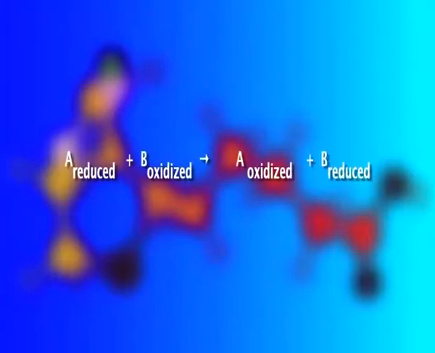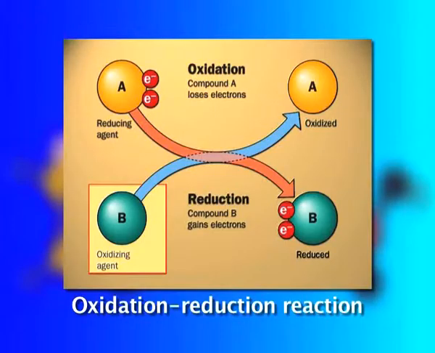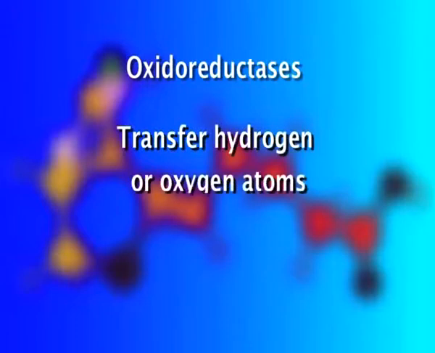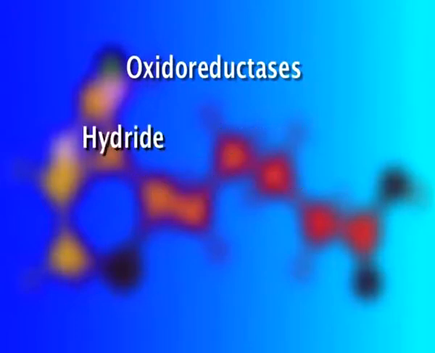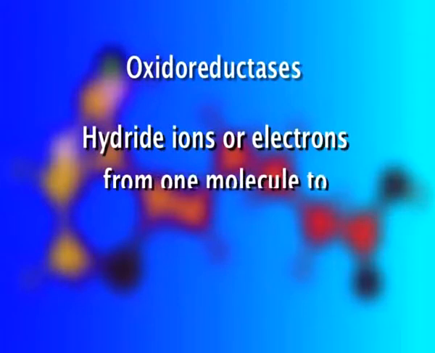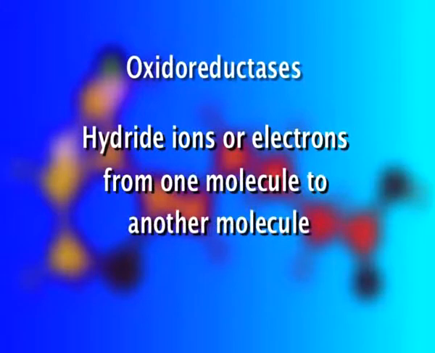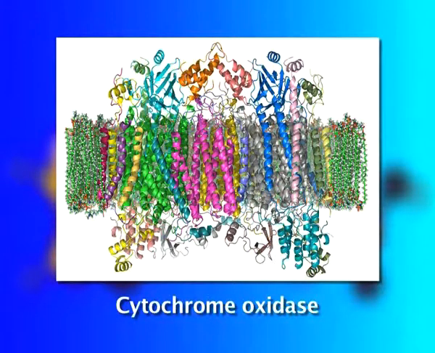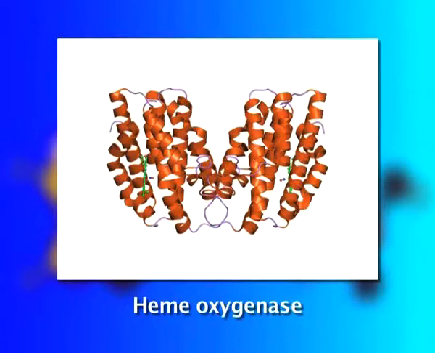Oxidoreductases. Oxidoreductases bring about redox reactions, or oxidation reduction reactions, involving transfer of hydrogen or oxygen atoms, hydride ions, or electrons between the molecules, that is, from one molecule to another molecule. Some of the common examples of oxidoreductases are alcohol dehydrogenase, cytochrome oxidase, and heme oxygenase.